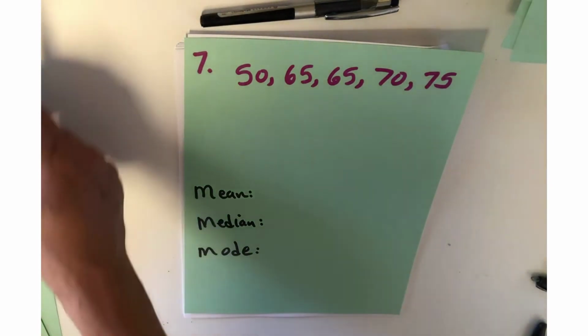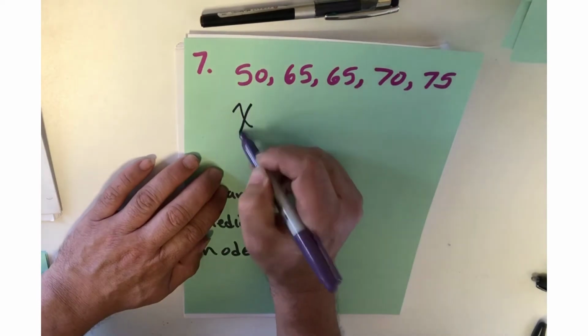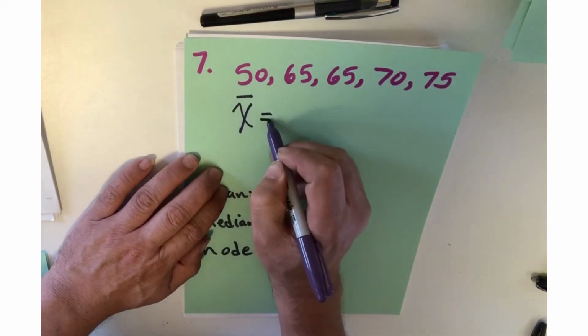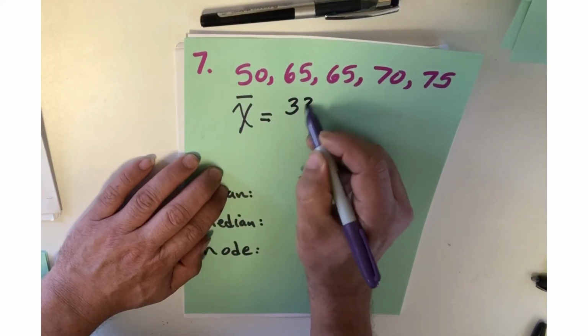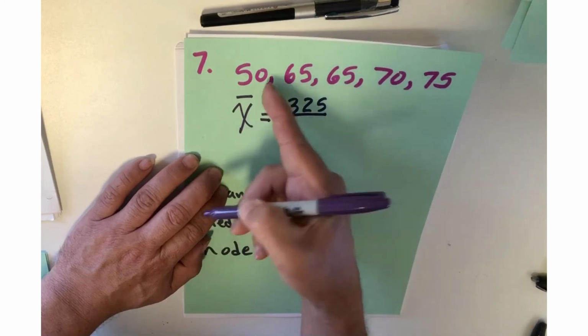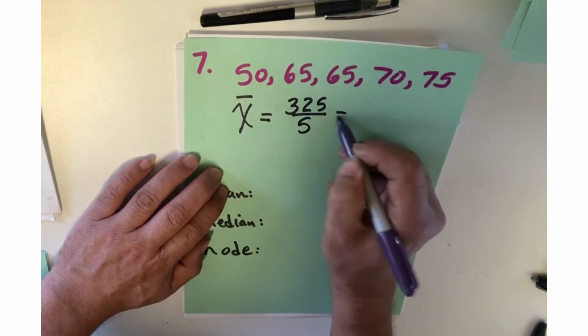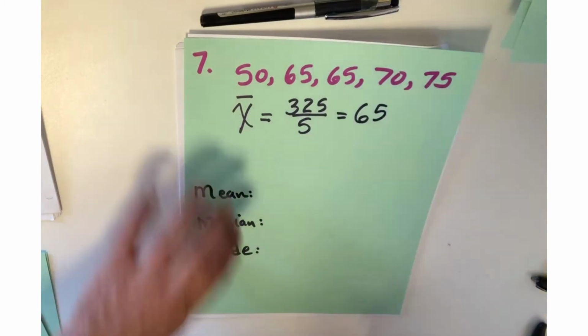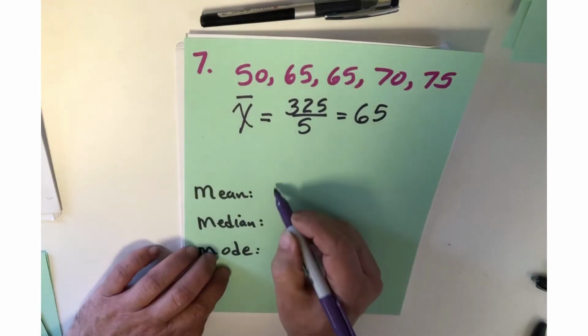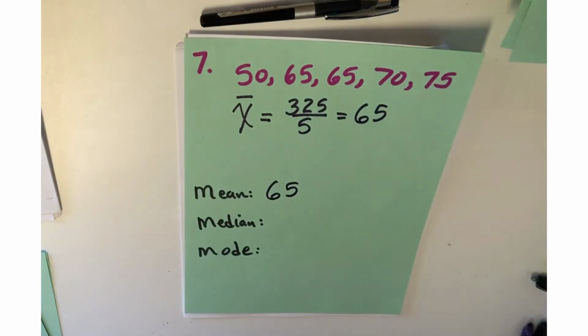Okay, let me begin with the mean yet again. That's my symbol for the mean. I'm going to add all of those. I'm going to end up with 325. 1, 2, 3, 4, 5. There are 5 numbers, and this will give me 65. So my mean is 65.